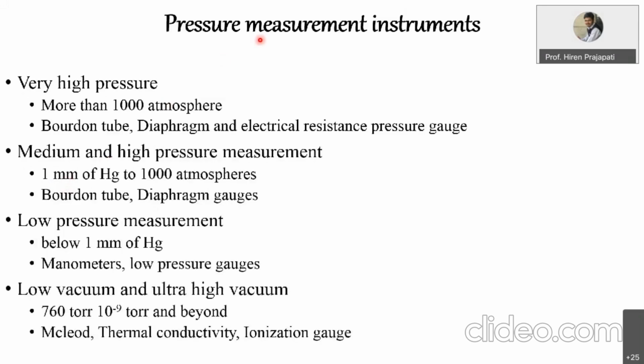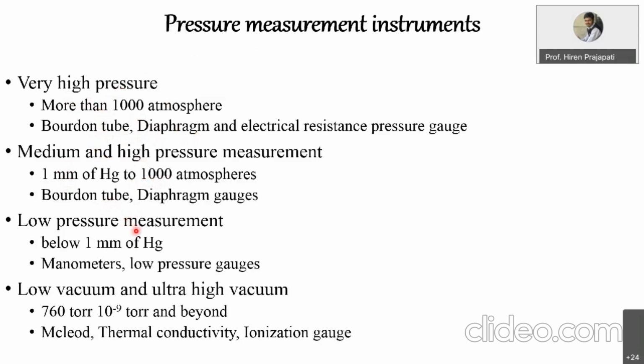Now, basic classification of pressure measurement instruments. For very high pressure, which is more than 1000 atmospheres, we generally use the bourdon pressure gauge, diaphragm pressure gauge, and electric resistance pressure gauge, right? Similarly, for the medium to high pressure range, which is 1 mm of Hg to 1000 atmospheres, again bourdon tube and diaphragm gauges are used.